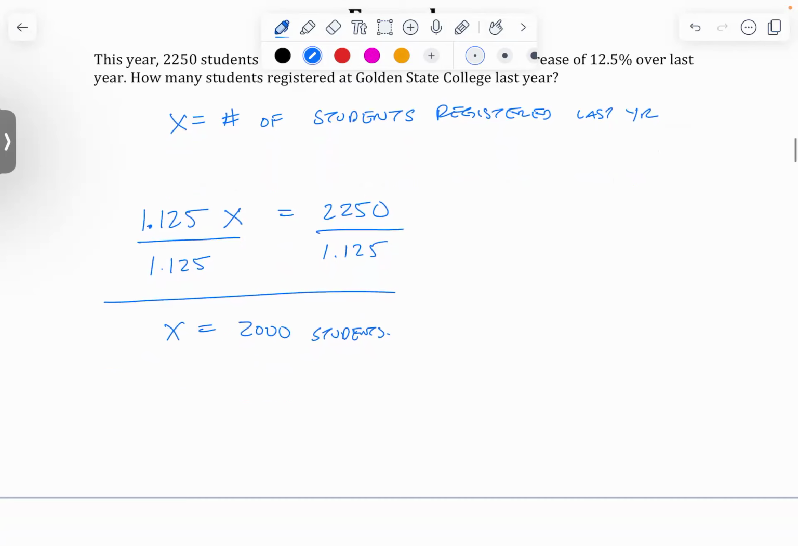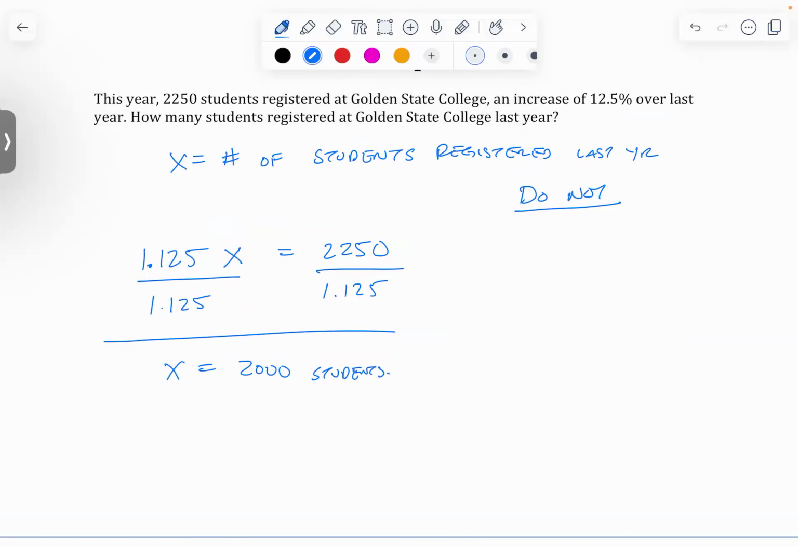Now, I want to show the thing that people often do, which is a mistake. Do not. The common technique I see is that people are like, "Oh, well, let's go 2250 and multiply that by the 12.5%." That gets us 281.25. Now already I know this is wrong because this is people. You can't have a decimal. This isn't an average, it's not the average number of people in a household type thing. This is the actual number of students, so this has to be an integer. So already I know this is wrong because I got a decimal here.